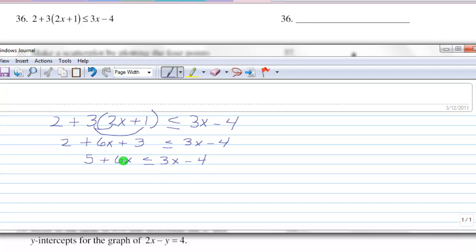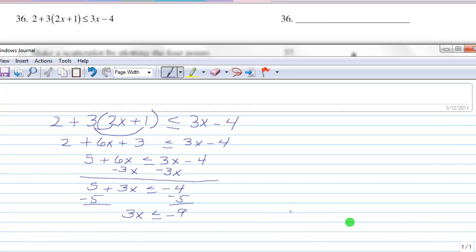And let's get those x's together. So we're going to subtract 3x from both sides. So we get 5 plus 3x is less than or equal to negative 4. Subtract 5 from both sides. So 3x is less than or equal to negative 9. And now we need to divide by 3. But it is a positive 3, so our inequality sign stays the way it is. And x is less than or equal to negative 3 is our solution.